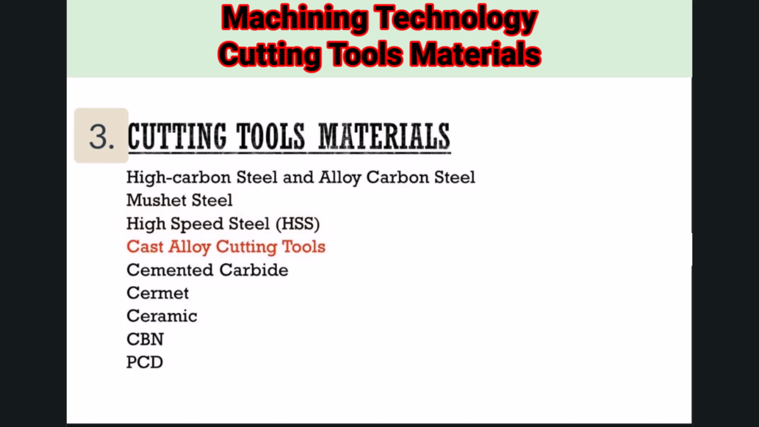Cast alloy cutting tools were introduced, and some operations that had taken HSS 26 minutes took only 15 minutes with cast alloy tools. It was in the 1930s that cemented carbide, also known as sintered carbide or tungsten carbide, started to be used as a cutting tool material. I will talk about cemented carbide tools a bit more.